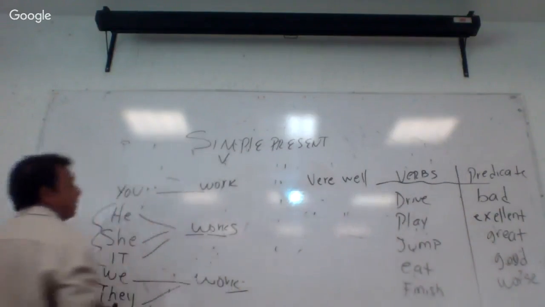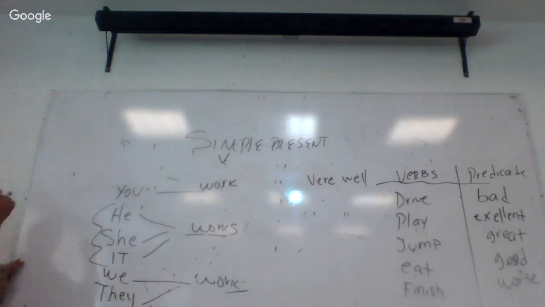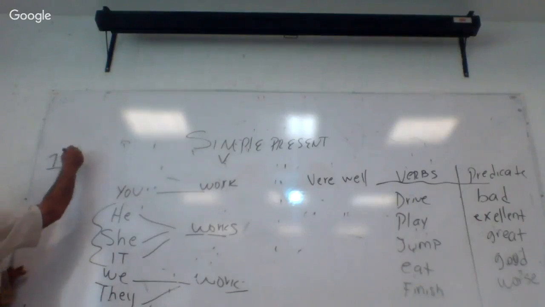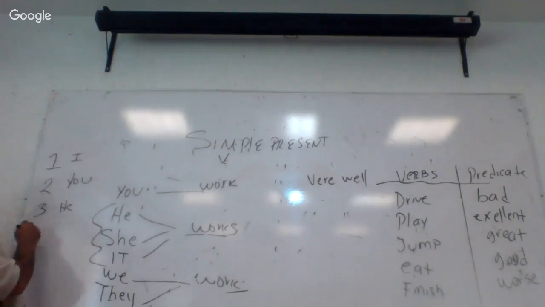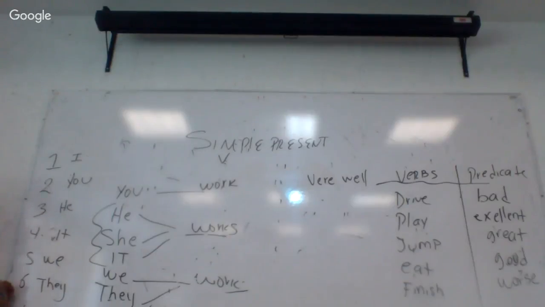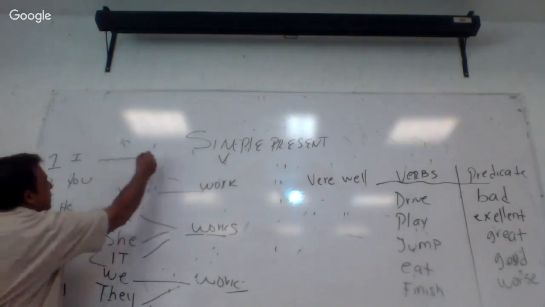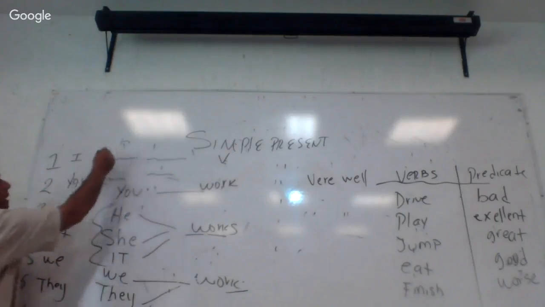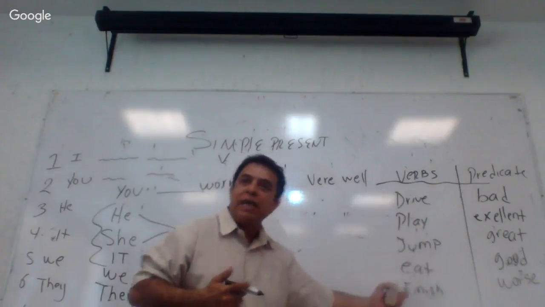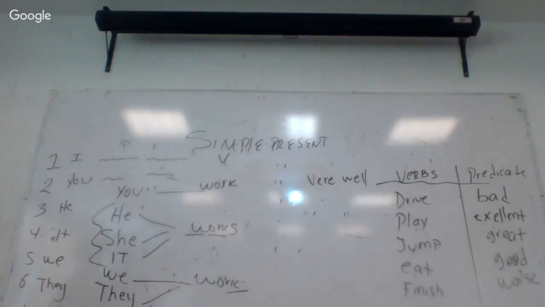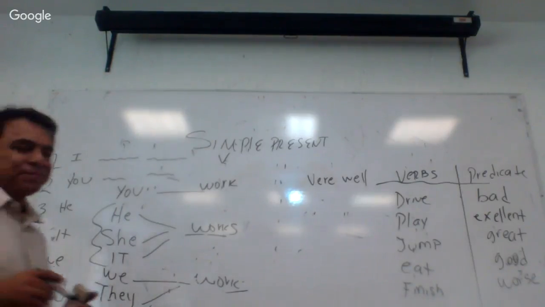This exercise will be with the number one: I; 2, you; 3, he; 4, she; 5, it; 6, we. And you'll put in this area the verb and the predicate. This is your exercise at this moment. Let's work, please, everybody.